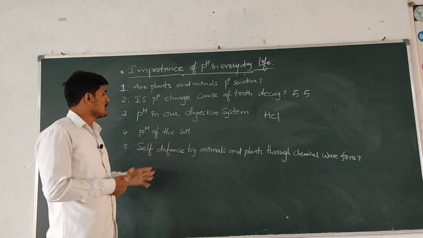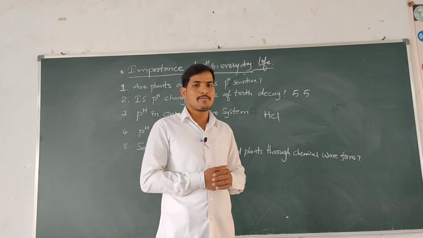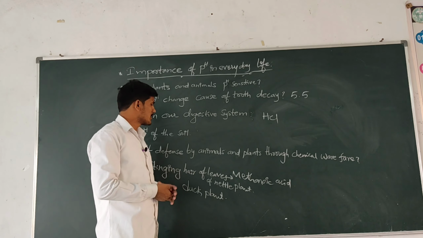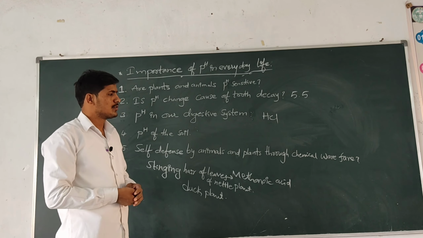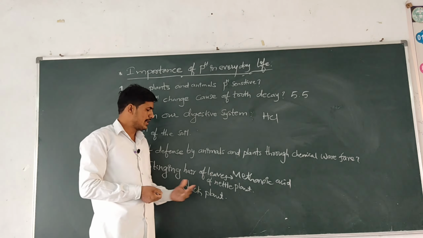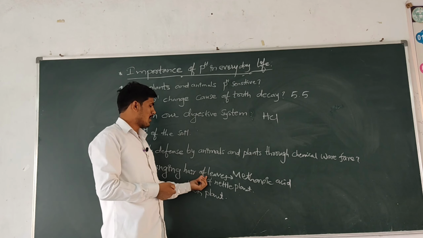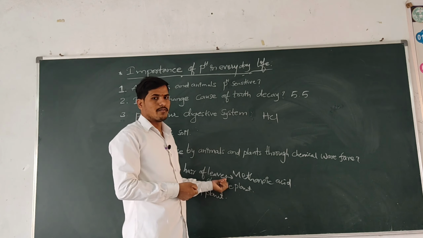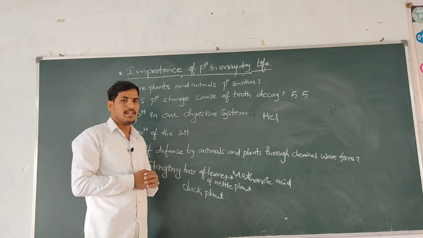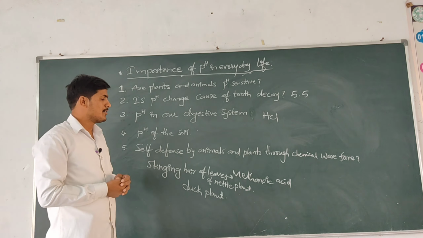Next, pH of the soil. Based on soil pH, different types of fruits, flowers, and plants grow. Here, self-defense by animals and plants through chemical warfare means the stinging hair of leaves of the nettle plant. When we rub it, it releases methanoic acid. Okay, it will produce irritation and a burning sensation.